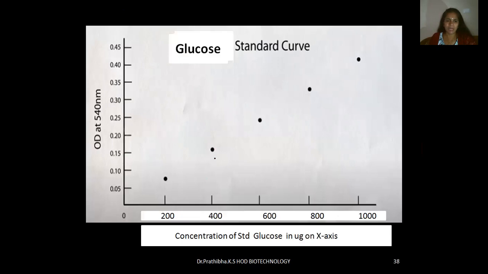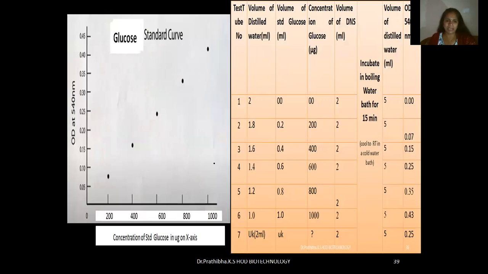Okay, I told you, for each concentration, whatever you got, first you need to put one cross mark in the graph sheet, then connect all the dots by using the scale and you'll get the standard curve. For the 200 concentration, we got 0.07. So here we can see the 0.07. For the 400 concentration, we got approximately 0.15, cross this one.